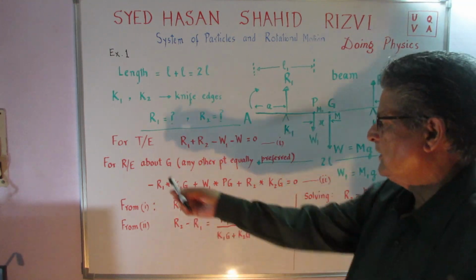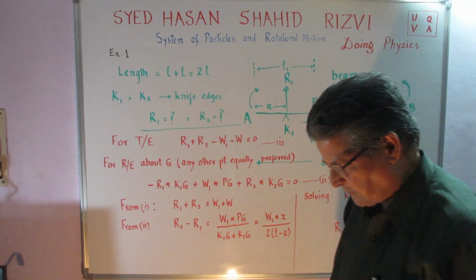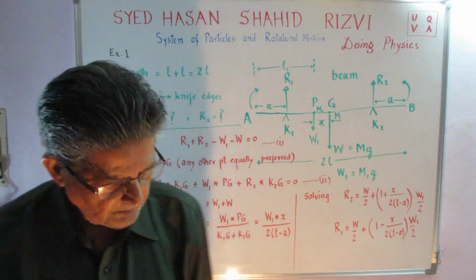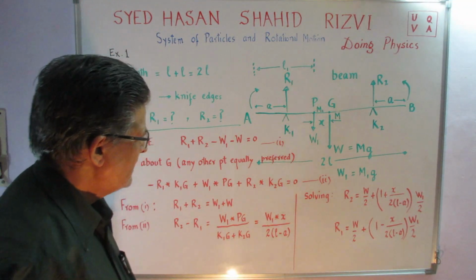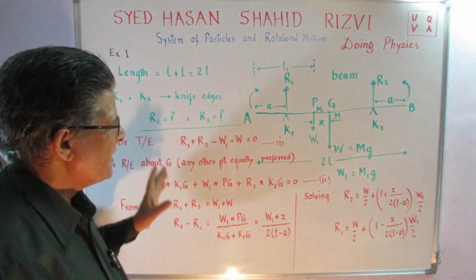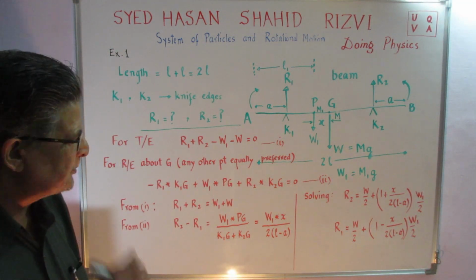For the rotational equilibrium about G, we are taking the rotational equilibrium about the center of gravity of the system. However, it's not an essential thing. I can take it about any point. All other points are equally preferred.